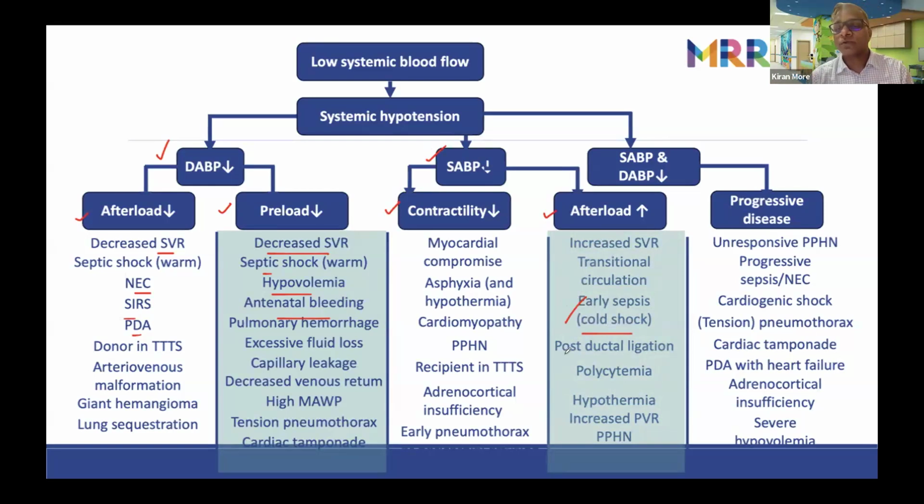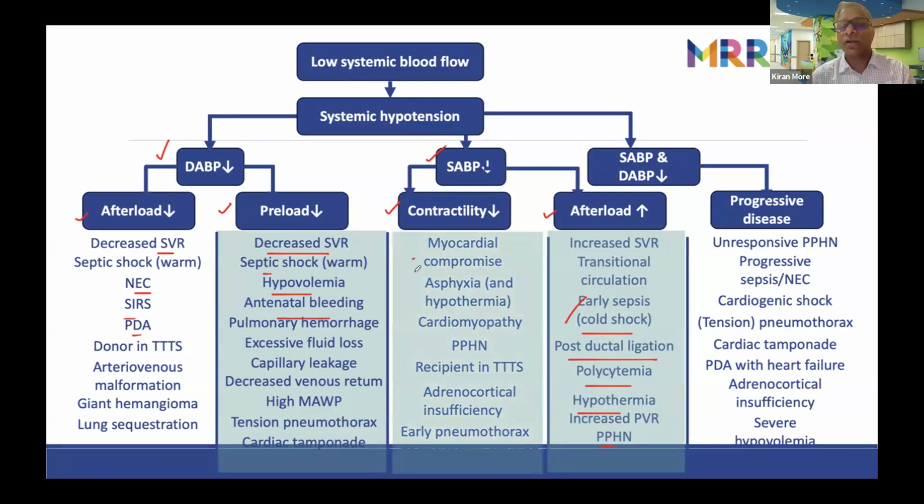Sometimes babies after ductal ligation. So suddenly after ligation, the LV goes into severe afterload, systolic blood pressure drops, and the baby goes into shock. Thick blood, polycythemia, hypothermia, PPHN, all these will cause increased afterload. Yeah, post-ligation cardiac syndrome. Yes, Navneet, that's correct. PLCS. And for decreased contractility, I will go and check the heart function.